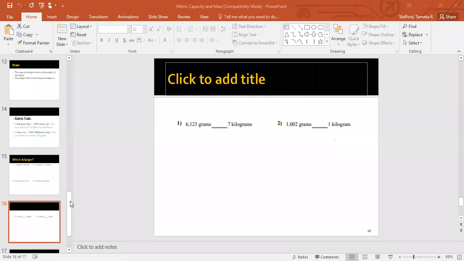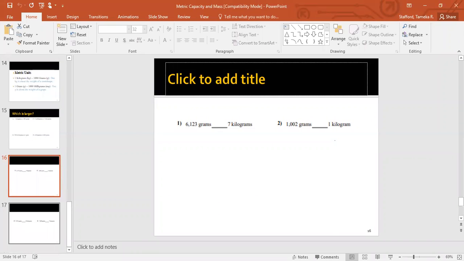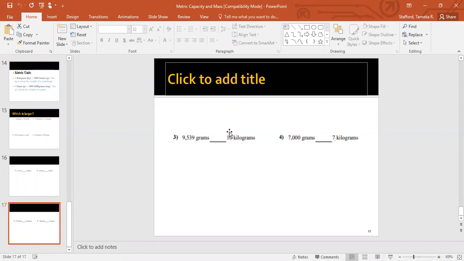All right. And then let's move on to the very last one. Number 3, you have 9,539 grams and 10 kilograms. Well, I'm going to change my kilograms into grams. So that would be 10,000 grams. So which one would be larger?